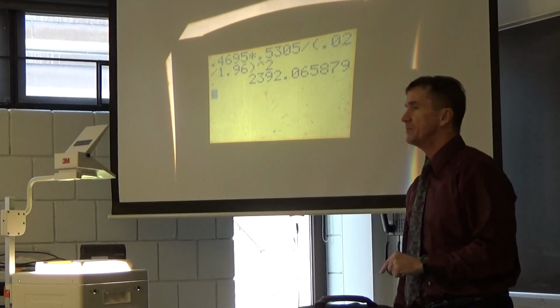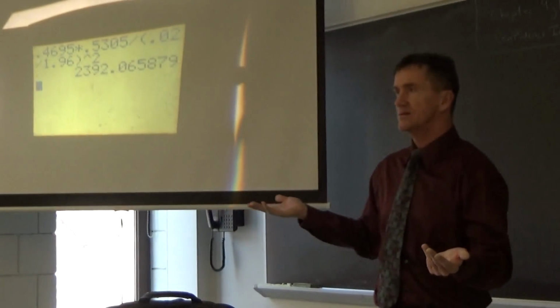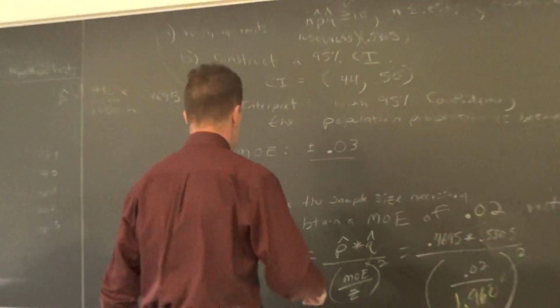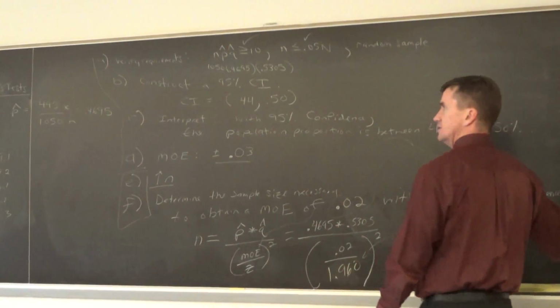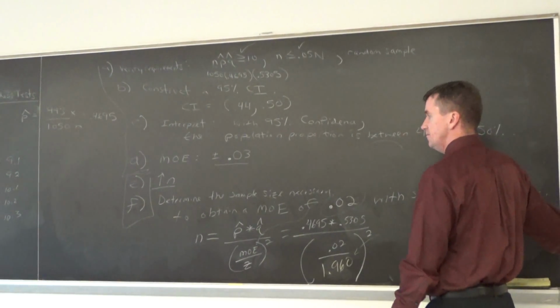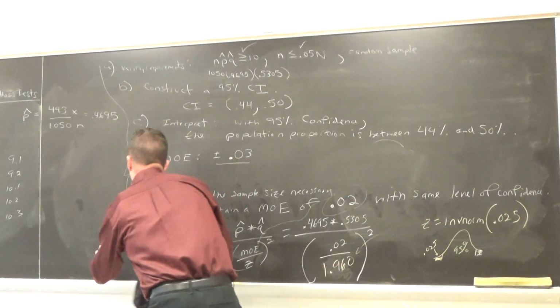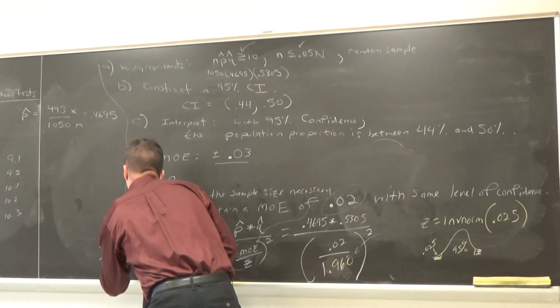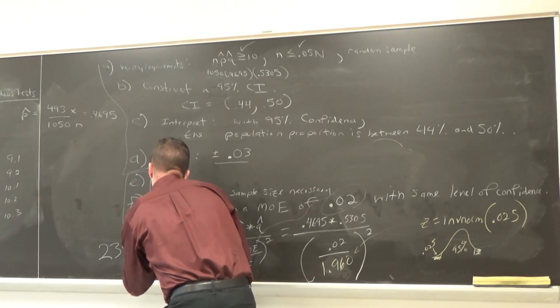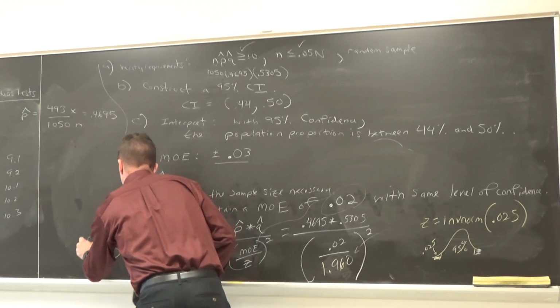2,390 and how many people? 93. 2,393. Don't go down. Always round it up to the next integer. There you go. 2,393 people is the answer to letter F. That's your sample size.